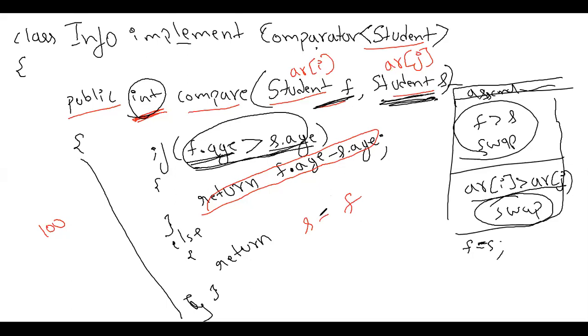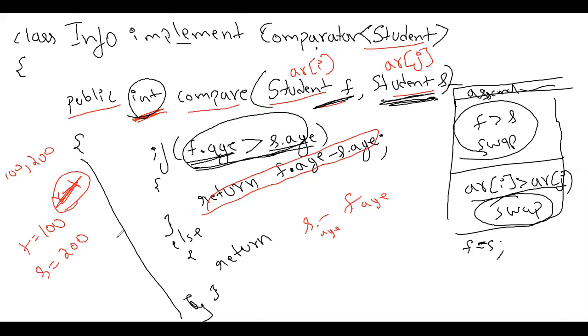Now, why should you not write like this? I'll tell you. Imagine my f value is 100 and my s value is 200. My first value is 100 here and the second value is 200. Should I swap them? No, right? I have to leave it as it is. If I have to leave it as it is, I have to return a negative number. That is what I have to do.